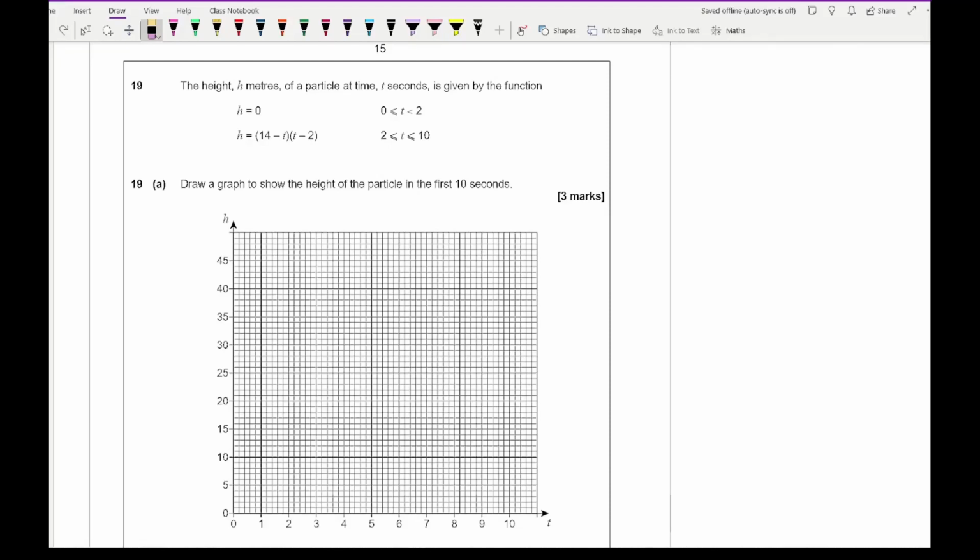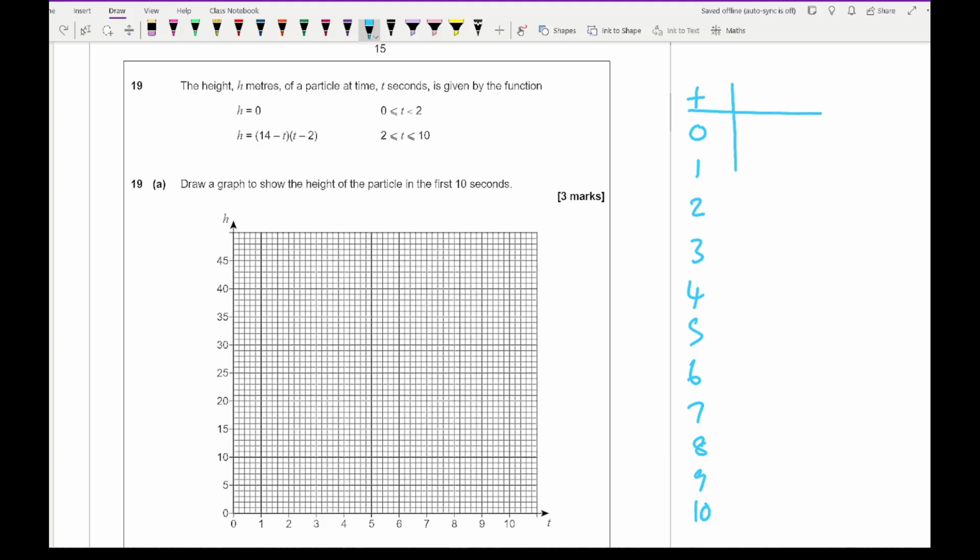So looking at question 19, it says that the height h meters of a particle in time t seconds is given by this function. And the question is asking us to draw a graph to show the heights of the particle in the first 10 seconds. So here, what we've got to do is find our values of t and h respectively. So if I start with t, we've got 0, 1, 2, 3, 4, 5, 6, 7, 8, 9, 10.